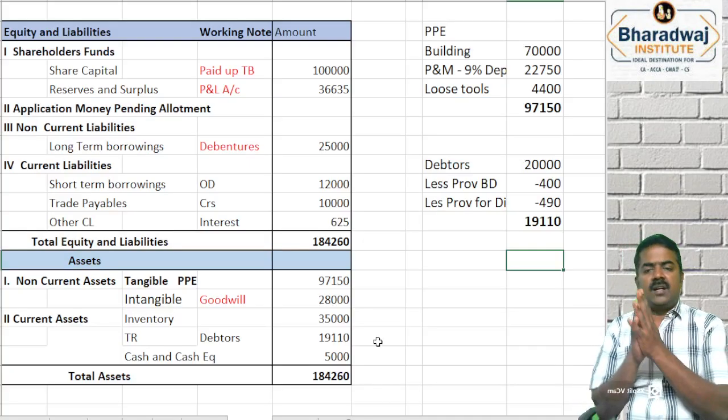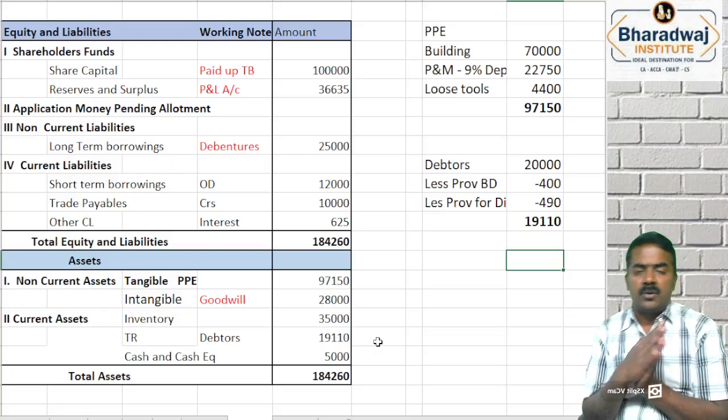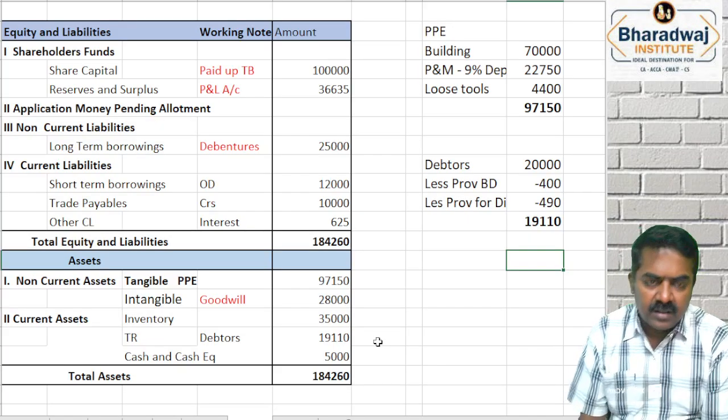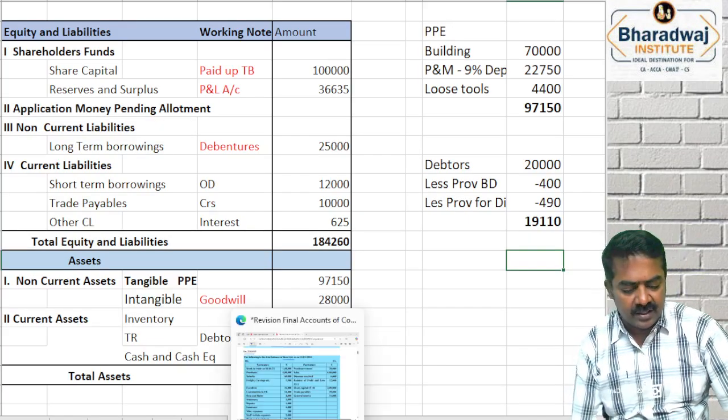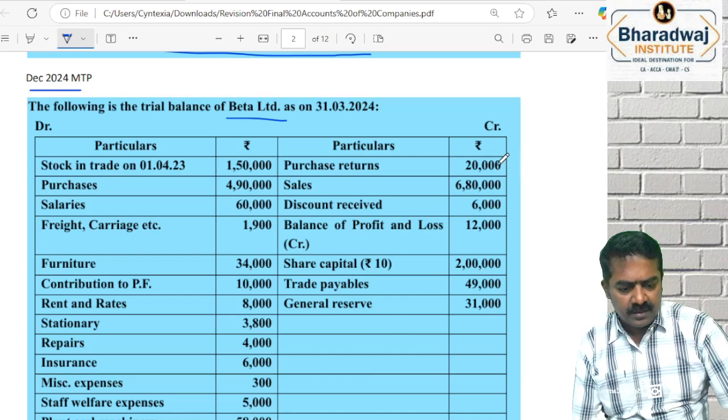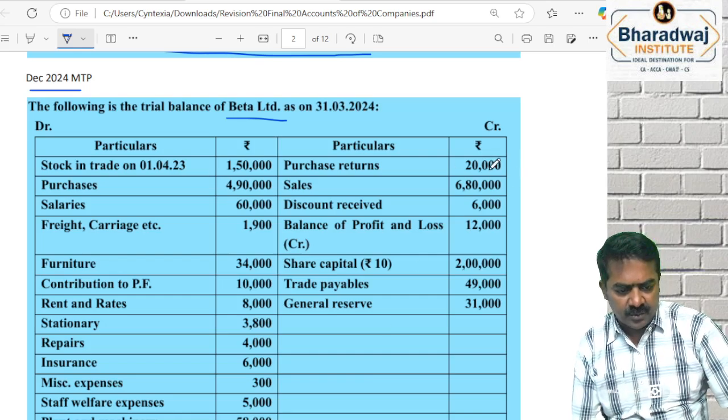Just go through, analyze whether the item will come in P&L account or a balance sheet. Of course, credits are incomes or liabilities. In the credit side, you can find either income or liability. Purchase, of course, we'll adjust in purchase returns. Sales will come in P&L account. Discount receipt will come in P&L account. Balance in P&L account will go to reserves and surplus.